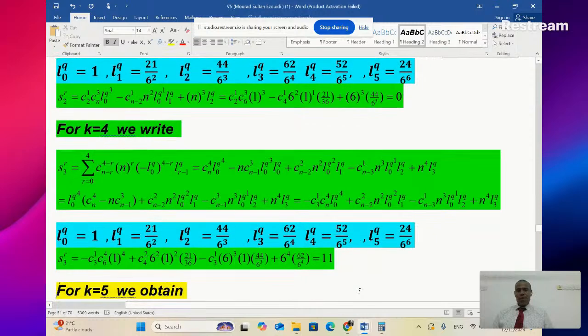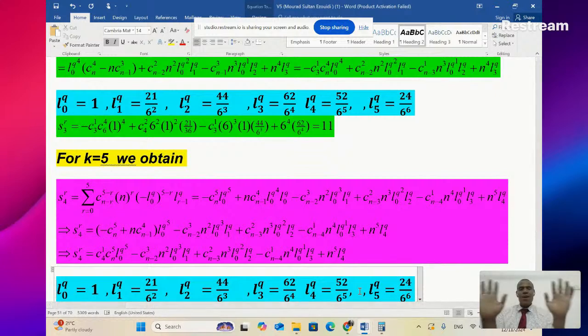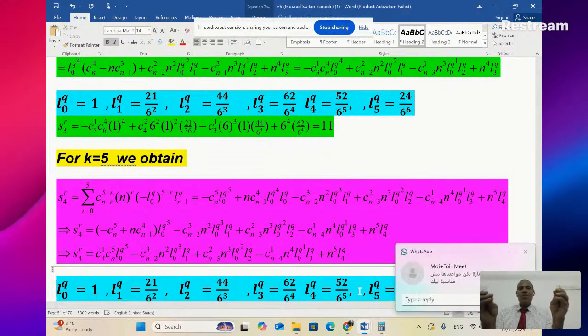Now, I'm going to find, let's say, S4. To find S4, you don't have another method. You should substitute k equal 5 in the discrete formula of Mr. Mourad Sultan Ezouidi.